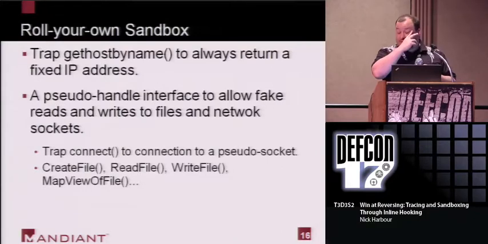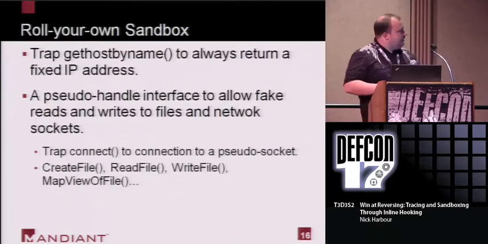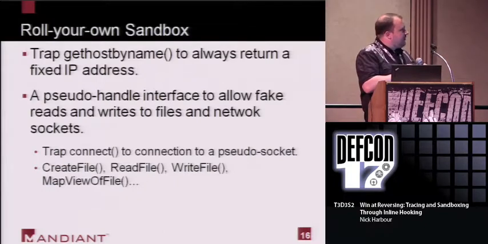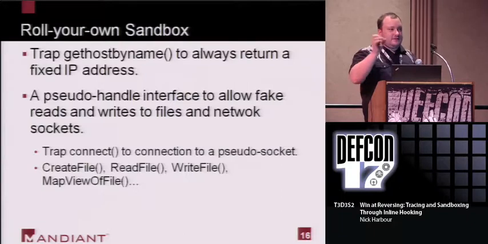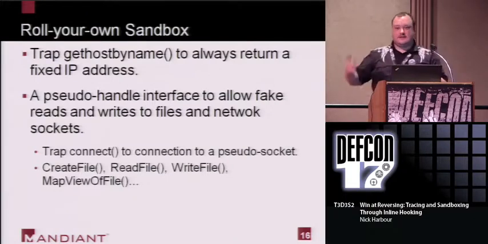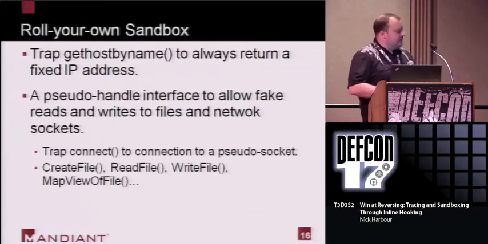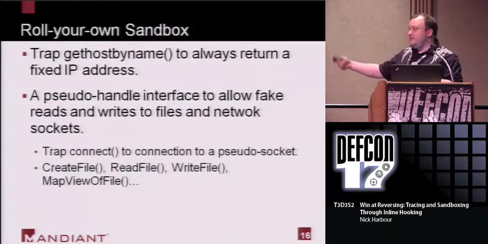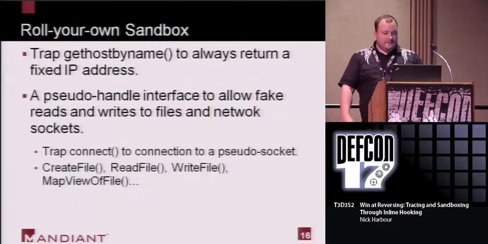Gethostbyname is my favorite to start out with because it's very easy to understand and very clear to implement. I'll show you the code to implement it. You can do much more complex things, and this will all be down the road. I don't have much of this implemented yet, but you can trap the call to connect and kick back a pseudo handle, so that for every successive send or receive to that pseudo handle, you check if it's the value dead beef, and if it is, handle it with your own Python code as opposed to letting WinSock really send it out across the wire. The same thing could happen with file handles: create file, read file, write file, all that stuff. We can do the same thing.